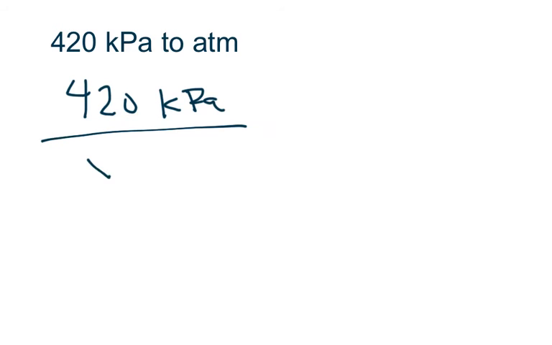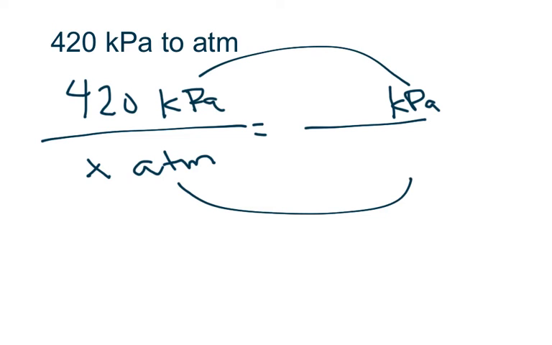Now you're asked to go from 420 kilopascals to ATM. So we're going to solve it the exact same way that we did the other side. We're going to do 420 kPa as my known. I'm wanting to go to ATM, so I'm going to put it over X ATM. I'm going to set up my proportion. kPa is going to go on the top because it's on the top on the other side. ATM needs to go on the bottom because it's on the bottom on the other side.